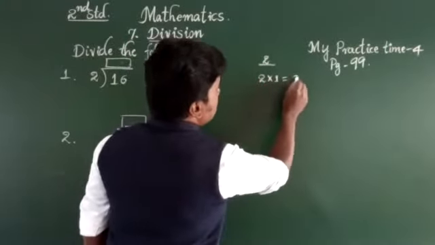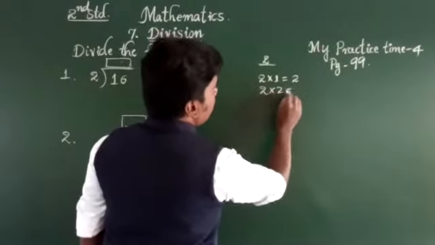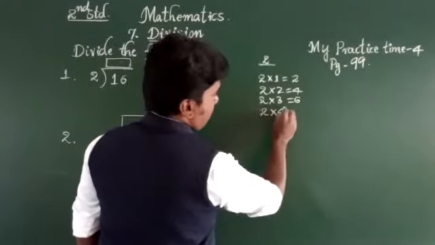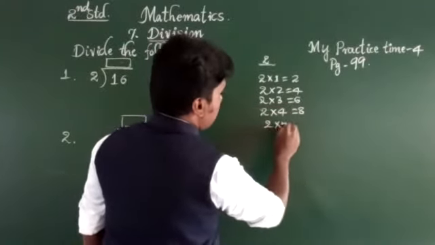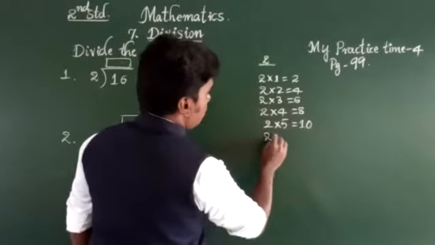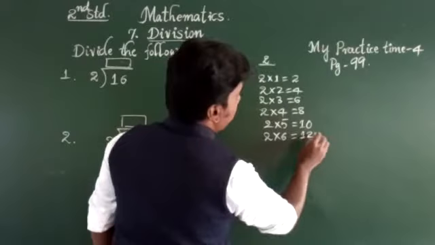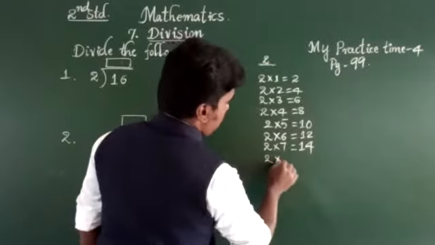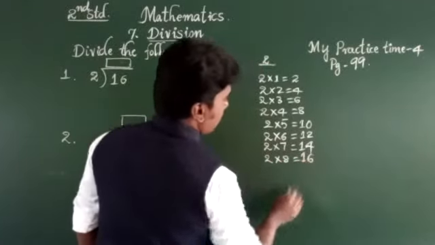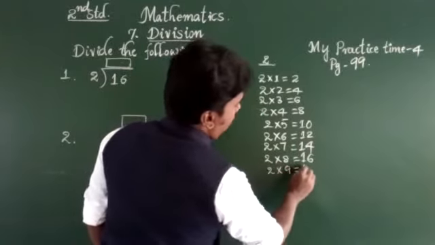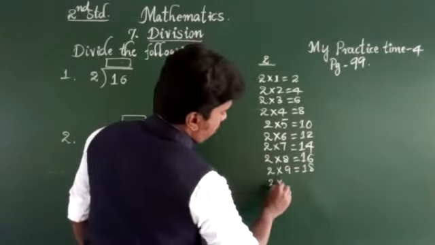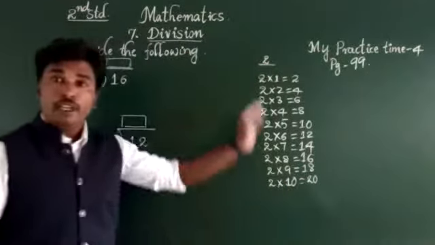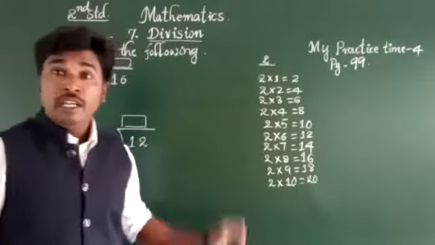2 ones are 2. 2 twos are 4. 2 threes are 6. 2 fours are 8. 2 fives are 10. 2 sixes are 12. 2 sevens are 14. 2 eights are 16. 2 nines are 18, and 2 tens are 20. Dear children, you should write the multiplication table in your notebook on the right side.